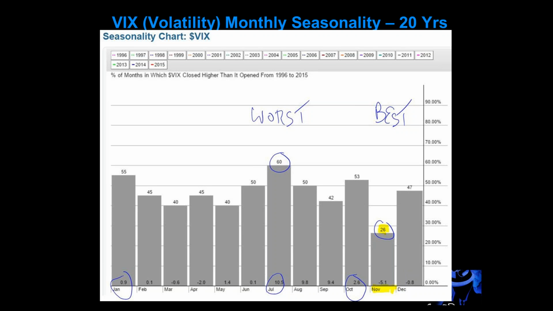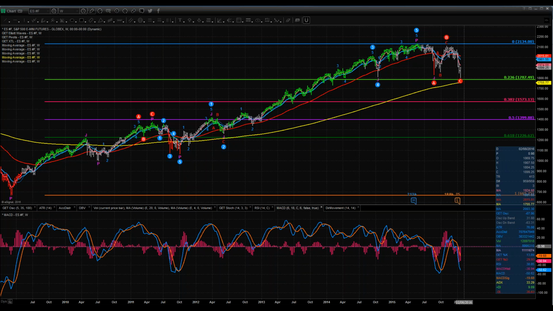So let's go take a look at the charts here real quick. And I just want to show you guys what I'm looking at and what we can expect. So I'm just going to stick with the E-mini S&P 500 futures for now, and we'll just kind of dig into it.